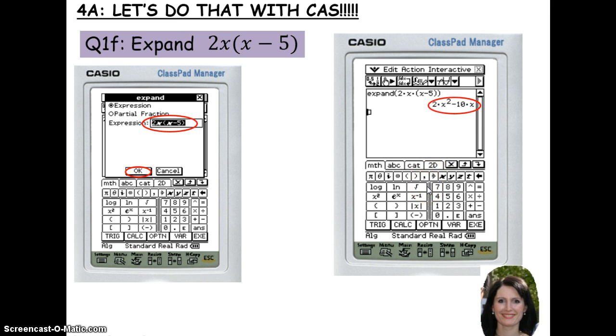It's not hard, but we do have to be able to do everything on CAS. It's really important. So maybe you could check your answers using CAS rather than the back of the book.